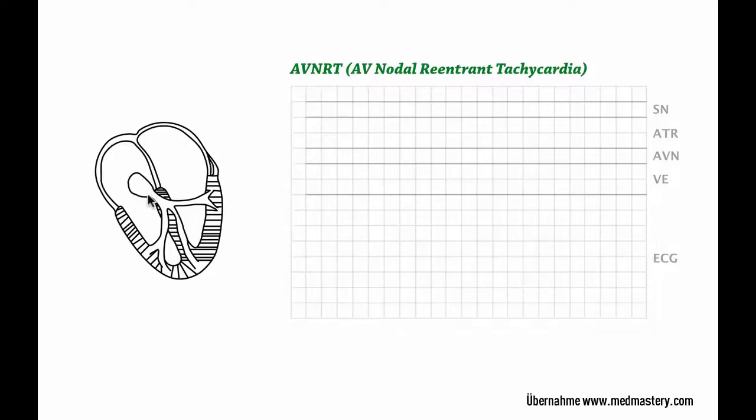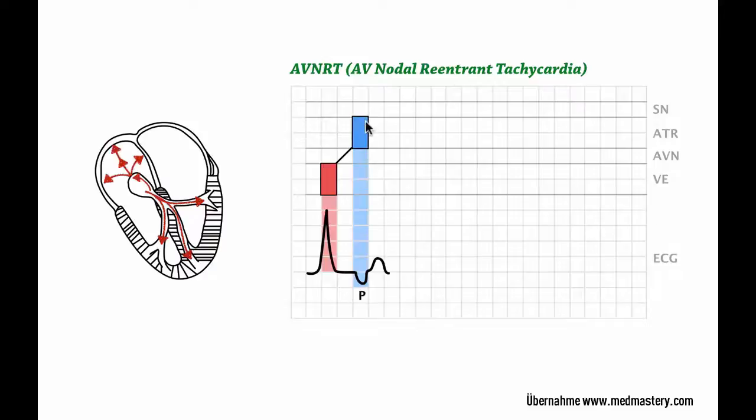So first, depolarization goes down into the ventricles and we can see a QRS complex. Then the impulse travels back up into the atria where it causes a retrograde P wave. The P wave is negative in leads 1 and 2. Then the impulse travels back down into the ventricles again where it causes depolarization and a QRS complex. Then it travels back up, causing a retrograde P wave and so forth.